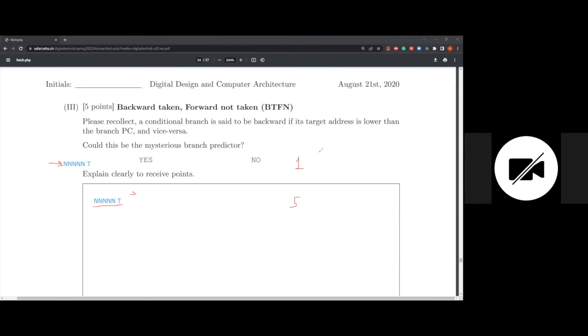Okay, so don't immediately jump to the conclusion that we have 6 mispredictions in total, because remember we execute this sequence of 5 not takens and 1 taken for the second branch 5 times in total, right? So the total mispredictions for the second branch will be 5 times 5, which is 25, plus 1. So backward taken, forward not taken cannot be the mysterious branch predictor because we make 26 mispredictions in total.